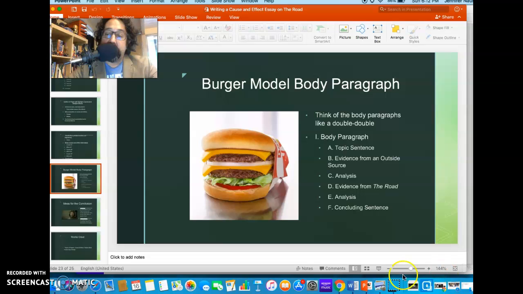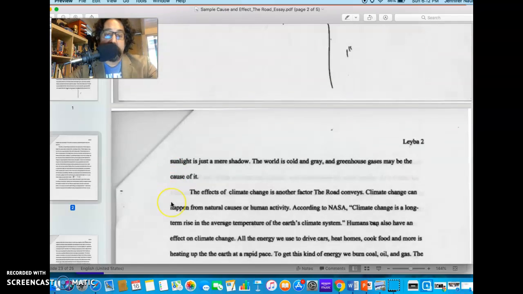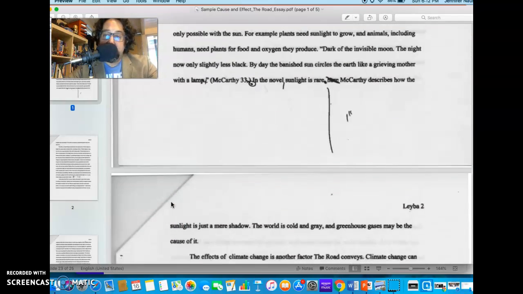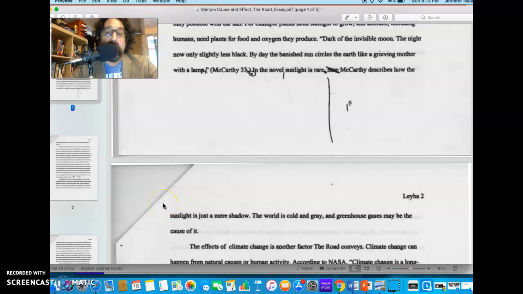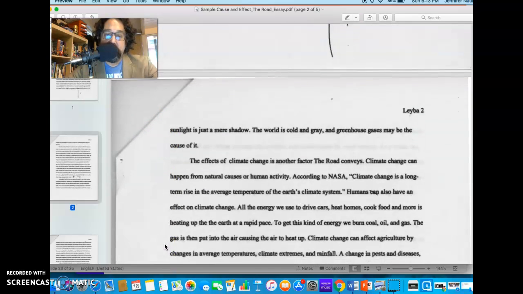Let's go back to that sample essay and see. McCarthy describes how the sunlight is just a mere shadow. I would like to see a whole lot more analysis there. They set this up so nicely, but then the end of that paragraph leaves a lot to be desired. You need about 3 to 4 sentences of analysis there and a concluding sentence that summarizes and transitions.